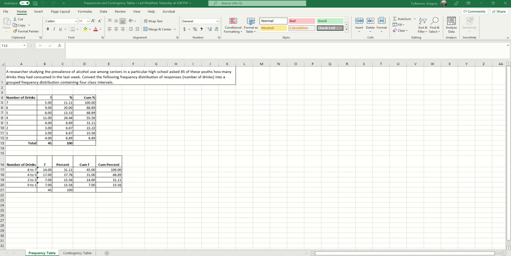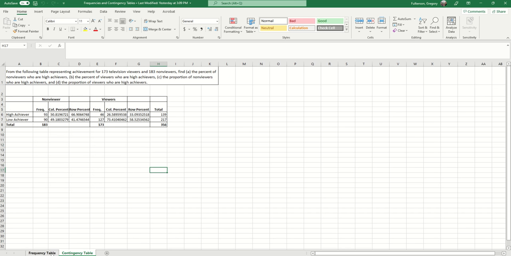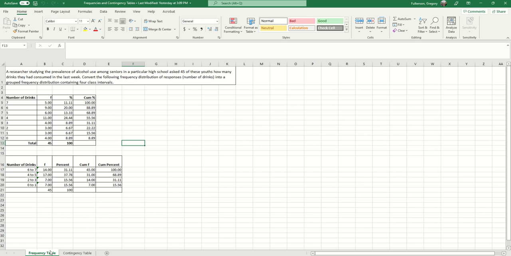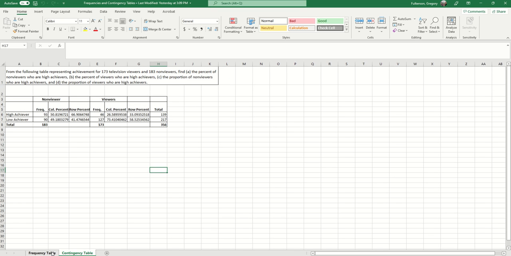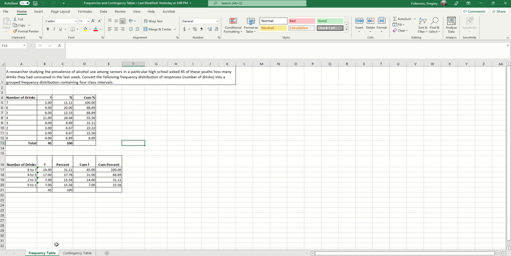Hi, this tutorial is going to take a quick look at our frequencies and contingency tables calculator in Excel. And really the difference you can see down here, we've got the frequency table and the contingency table. The difference between them is a frequency table looks at the values for a single variable, whereas a contingency table looks at the values of multiple variables, typically two. So we'll come back to that momentarily.